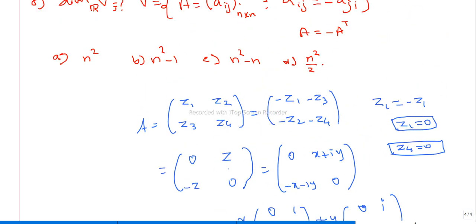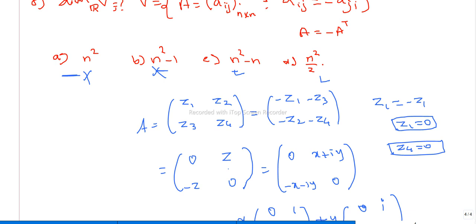Now if we substitute n equal to 2 in the first option, you get 4. Therefore this is not the correct answer. In the second option, 2 square minus 1 is 4 minus 1, that is 3, which is not true. In the third option, n square minus n is 4 minus 2, which is 2. Maybe this happens sometimes, but look at the last option also, 2 square by 2 is 2. This is also correct, so we have to choose either C or D. We can omit A and B now.